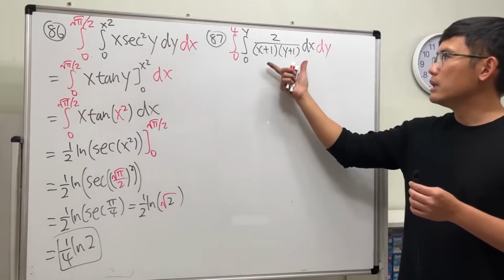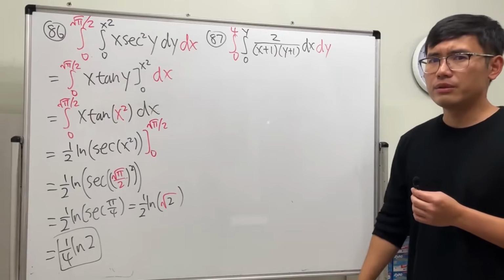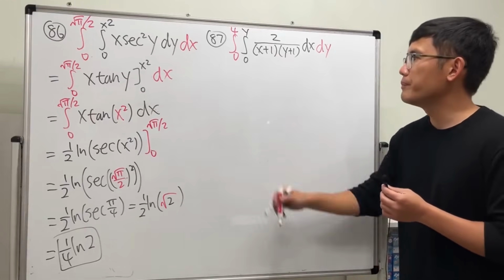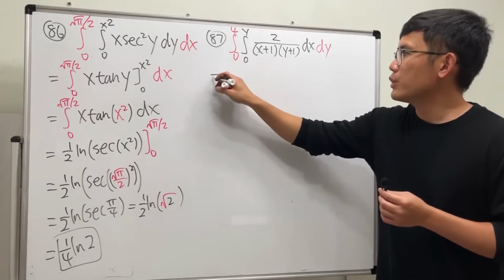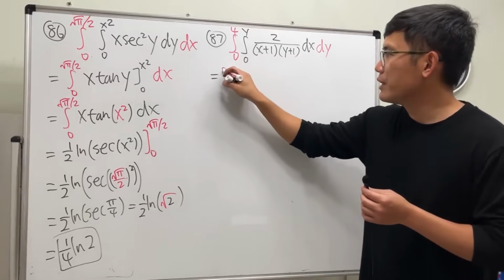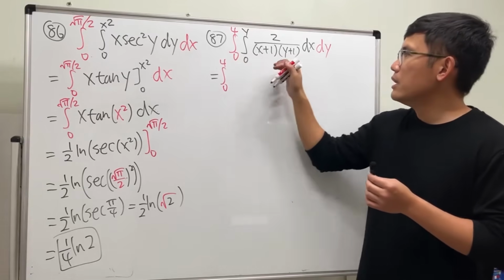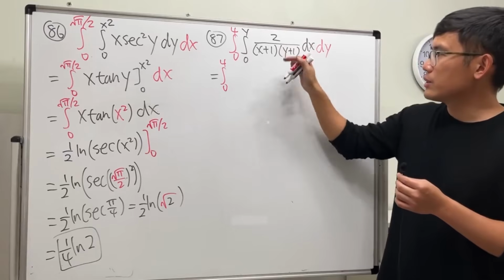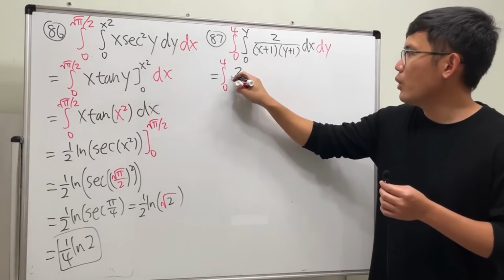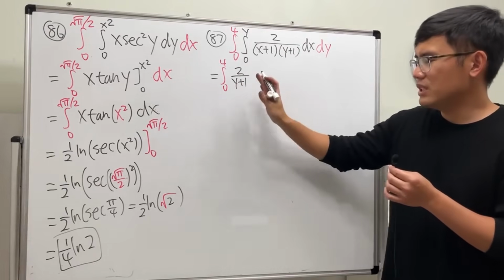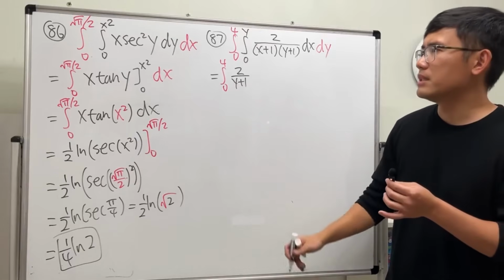Alright, so same thing. You don't really have to change the order of integration. So I'll just integrate it. Here we have going from 0 to 4 first. This is just a constant, yeah, so just keep it. 2 over y plus 1. Just leave it like that. No problem on it, okay?